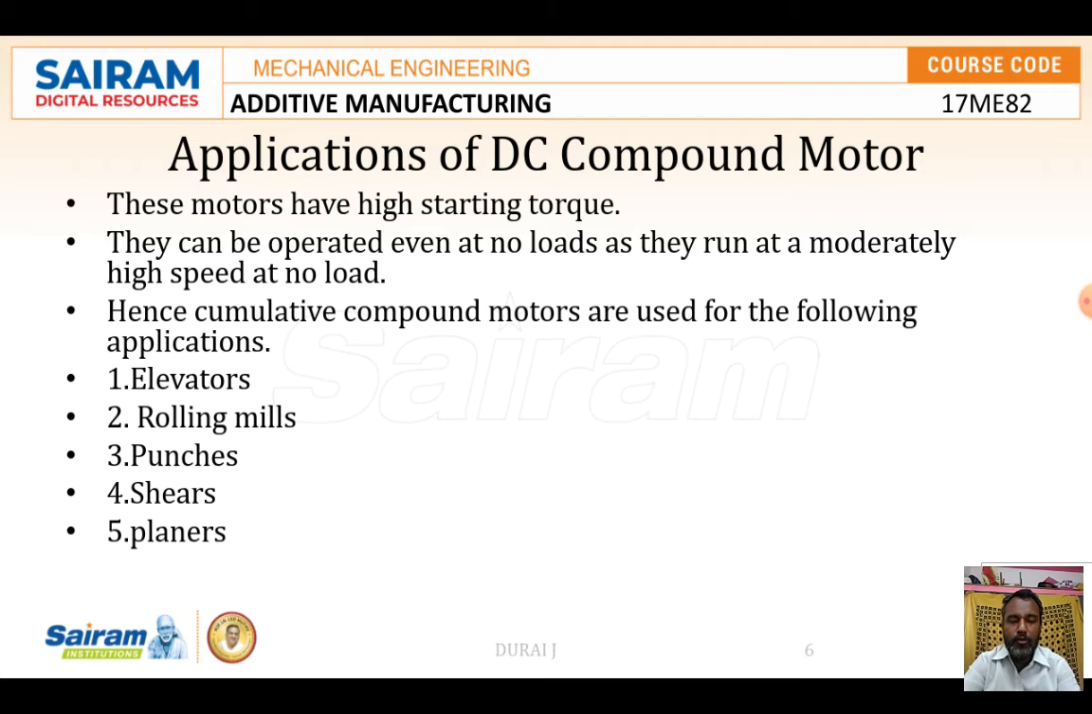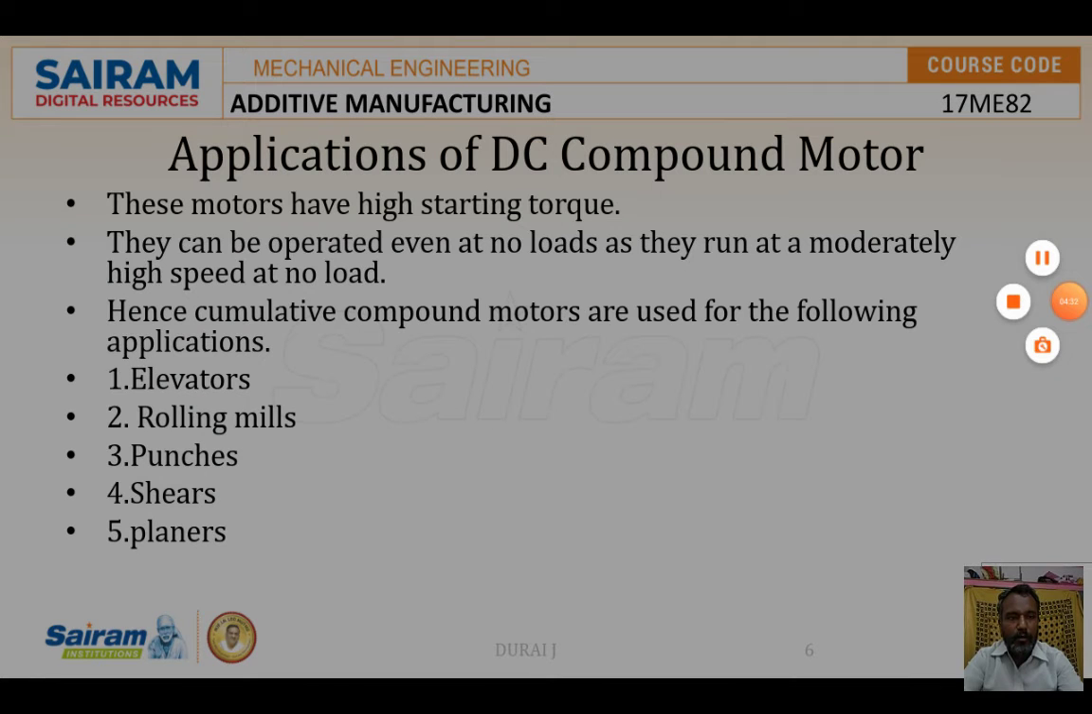Then we are going to discuss the applications of the DC compound motor. Normally these motors have high torque and can be operated even at no load. They run at moderately high speed at no load. Hence the cumulative compound motors are used in applications like elevators, rolling mills, punches, shears and planers. So in the field, these DC compound motors are used in such places. So this is about the DC compound motor.